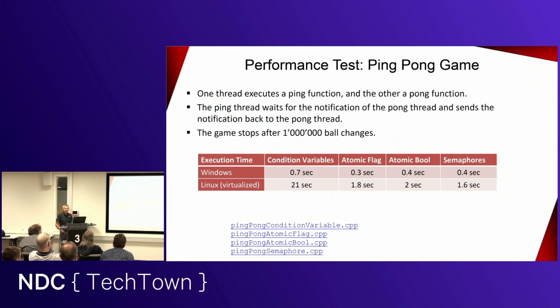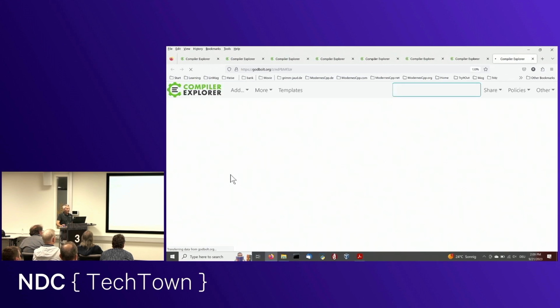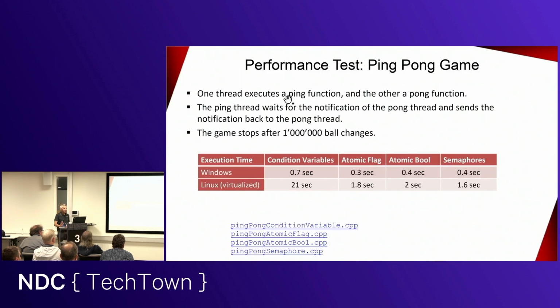I have the numbers here already. I will not prove the numbers; you have to do it on your PC. But I have these examples, all run on the Compiler Explorer, except this one here, it takes too long. Let me explain my ping pong game. One thread executes a ping function, and the other thread a pong function. The ping thread waits for the notification of the pong thread and sends the notification back to the pong thread. The game stops after 1 million ball changes, and I measured how long these 1 million ball changes take.